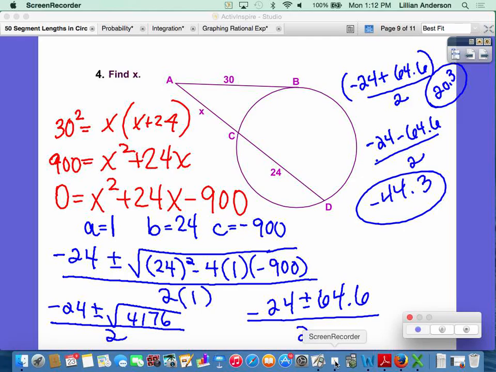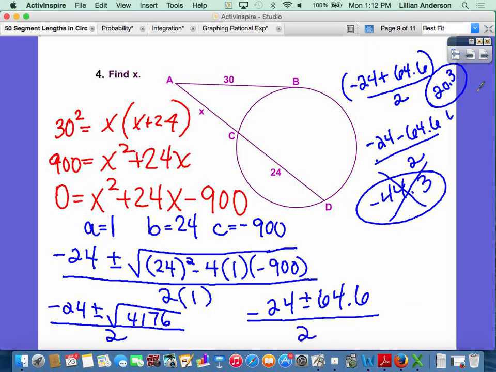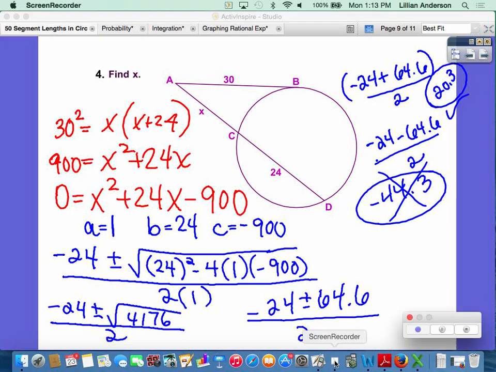Now my question is, there's x. It can't be negative, so it's got to be 20.3. So this is your only answer, because x cannot be negative. Whenever you have plus or minus, you always have to check. But what if you get 2 negatives? I would suggest you write that down.